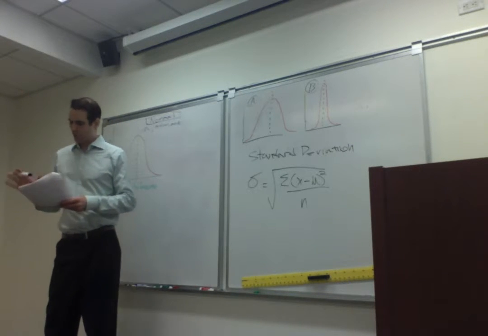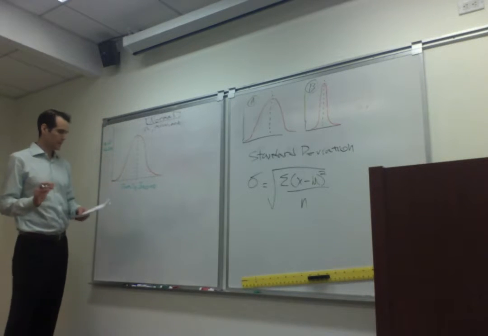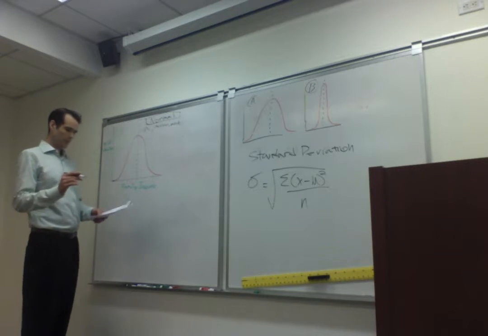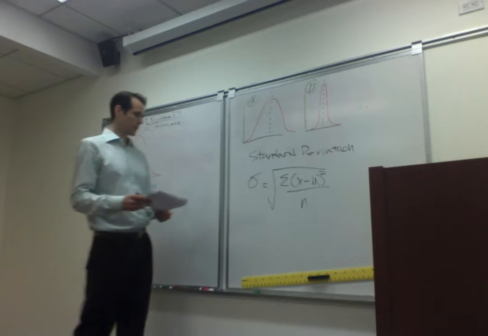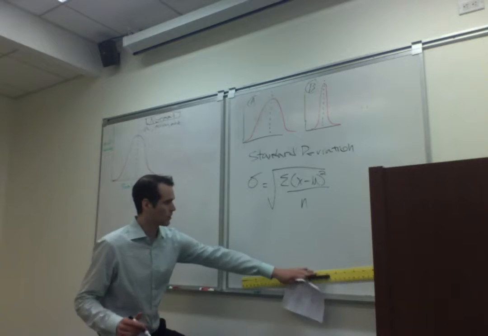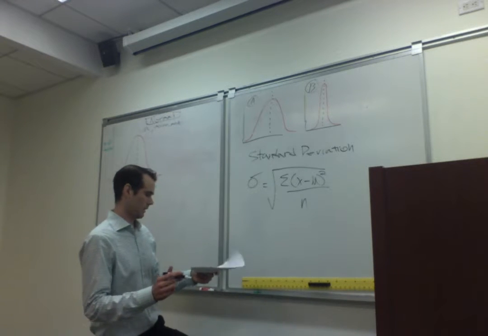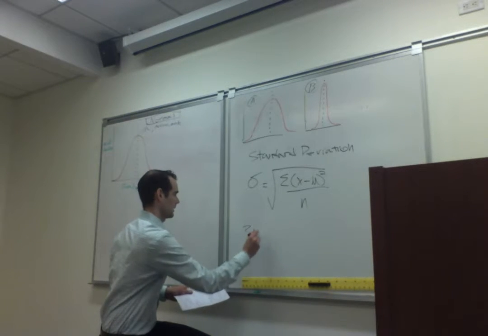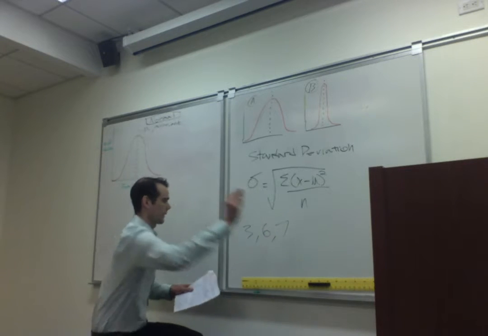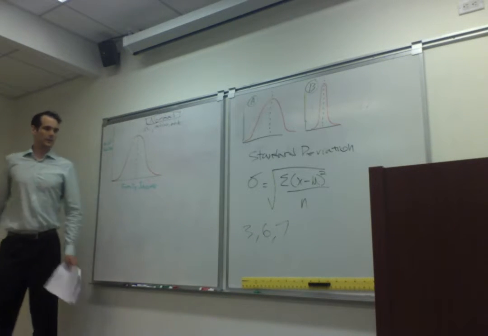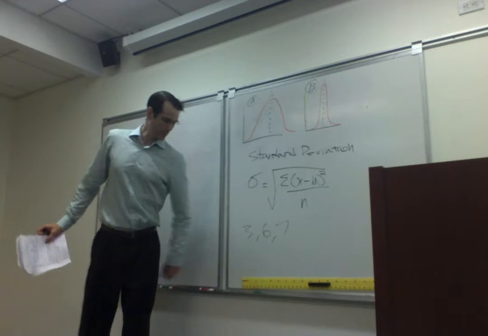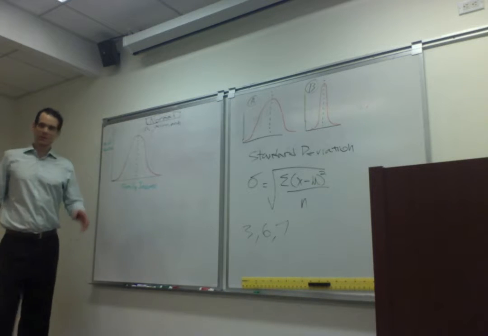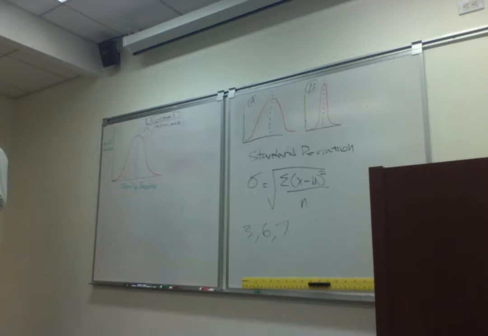So let's just do a quick, easy example. I'm going to give you 3 numbers. I'm going to say, let's get the standard deviation of these 3 numbers. Let's call it 3, 6, and 7. So suppose we did some sort of sampling, and we needed to find the standard deviation of those 3 points of data.